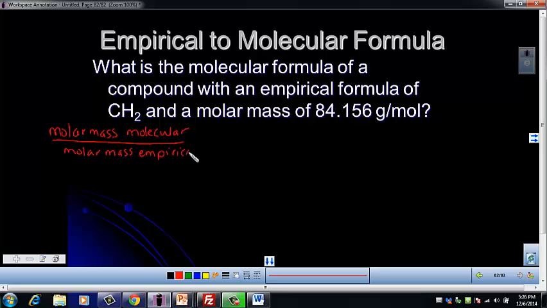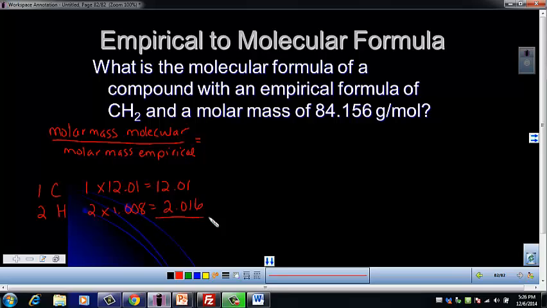So in this problem, we're given the molar mass of the molecular formula. We are also given the empirical formula, but we'll have to calculate the molar mass ourselves. So we know that we have 1 carbon and we have 2 hydrogens. So 1 carbon is 12.01. We're going to add that to 2 hydrogens, which are each 1.008, and that's going to be 2.016. And when you add that up, you get 14.026.